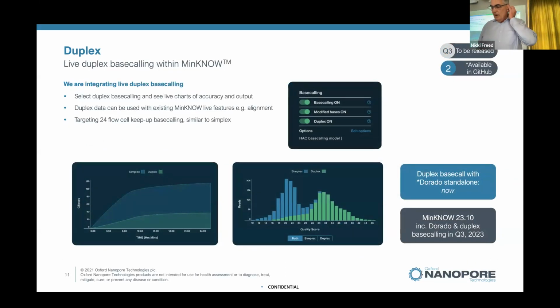I won't run through this slide in any detail, but only to say duplex analysis is enabled in our new base caller Dorado. Dorado will replace Guppy in the near future. Dorado is available on GitHub, and it will be integrated into Minnow a little bit later this year. So duplex base calling will become easier and more streamlined as part of an analysis workflow.